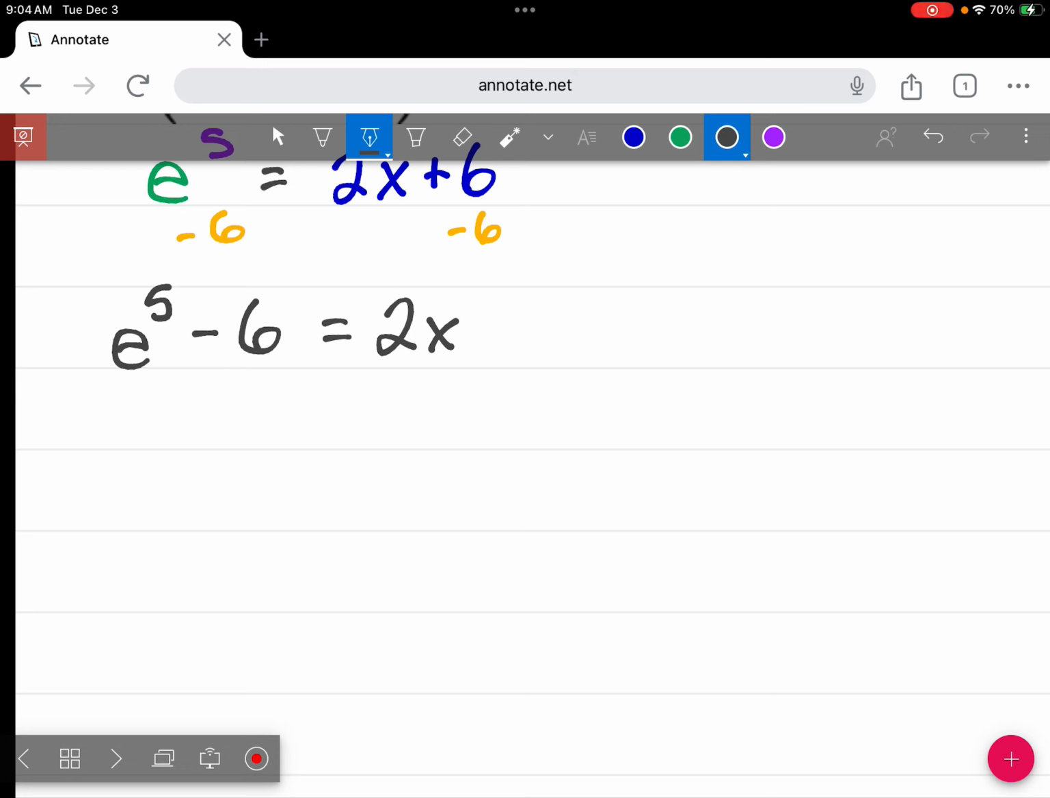How do I get x by itself? Divide by 2. So we're going to have our e to the 5th minus 6 over 2 equals x. If you need a decimal answer, you can type it in the calculator, but you do not need to. This is our most exact answer.